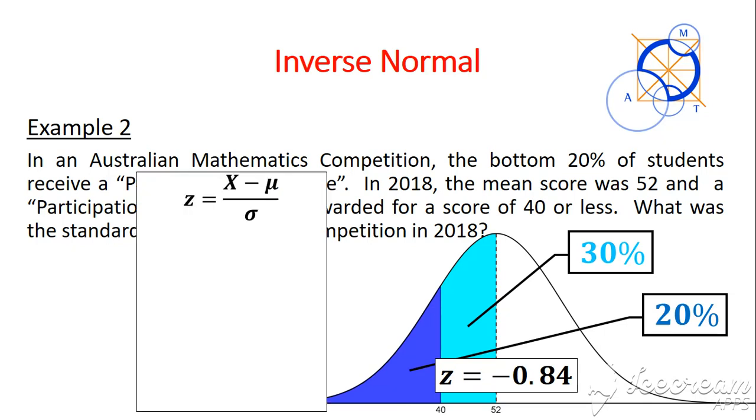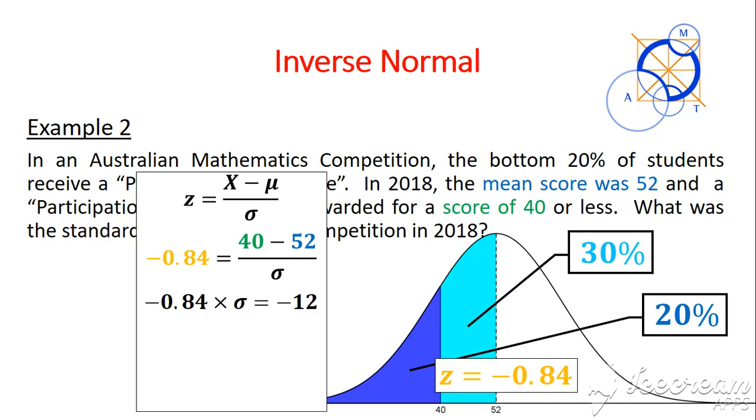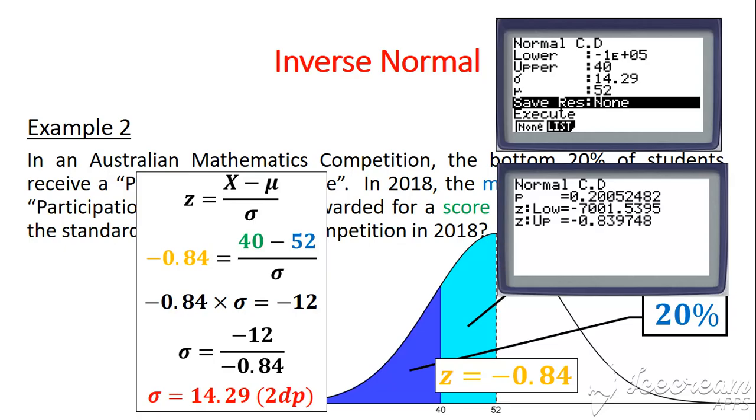Right, well, once again, we're going to use this formula again to solve for the standard deviation this time. So we know z is negative 0.84, and we know the mean was 52, and the x value, the score of 40. So we just got to rearrange this to get sigma now, the standard deviation. So let's multiply both sides by sigma, work out what 40 minus 52 is, which is negative 12, and divide both sides by negative 0.84 to get sigma of 14.29. Great.